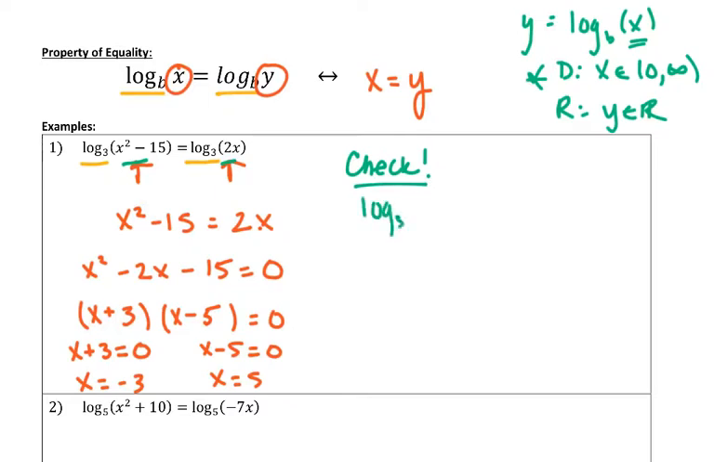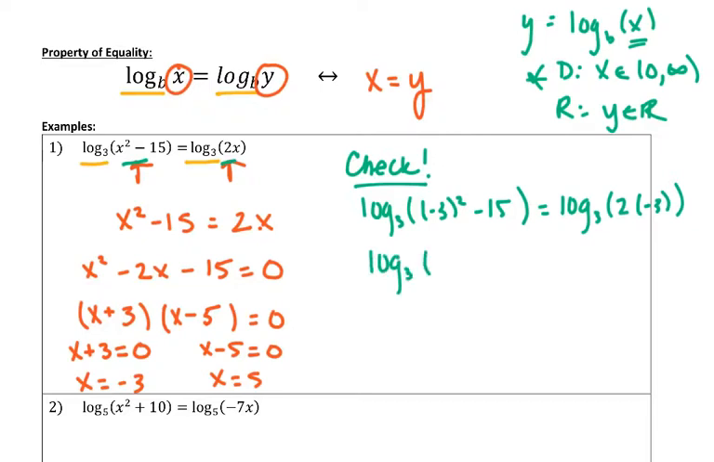So we're going to plug them in. Log base 3 of negative 3 squared minus 15 equals log base 3 of 2 times negative 3. So here we're going to have log base 3 of 9 minus 15. That's going to be negative 6, and the other side turns into negative 6 also. So right there, that is not allowed, which tells you that negative 3 is extraneous. Okay, that's an extraneous solution.